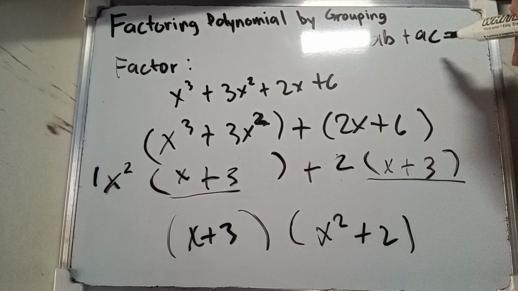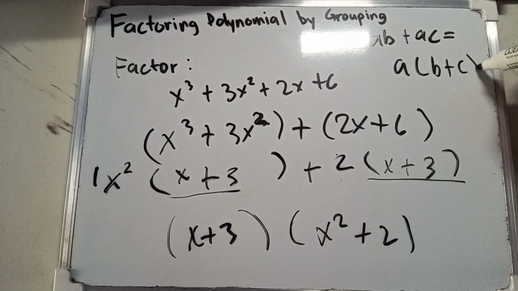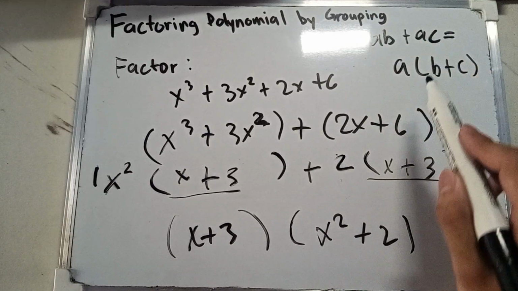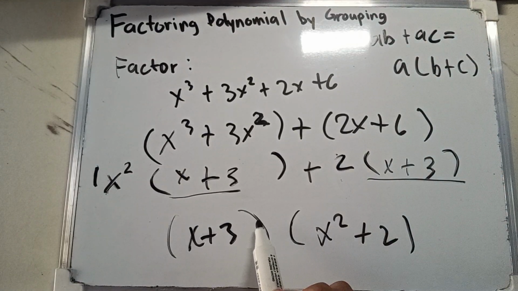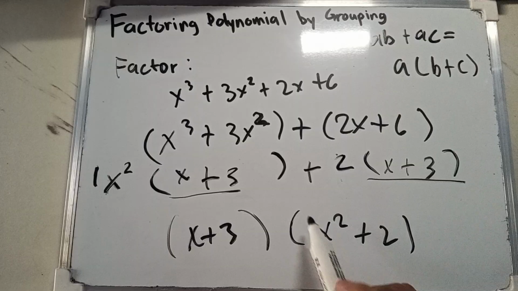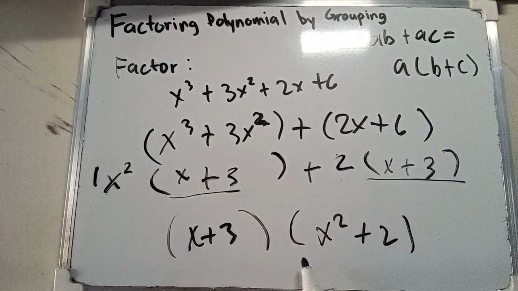This is the same rule, since AB plus AC is equal to A times B plus C. In this case, our common factor is x plus 3, so we put it in the first parentheses, and the remaining B and C, or x squared plus 2, is put in the second parentheses.